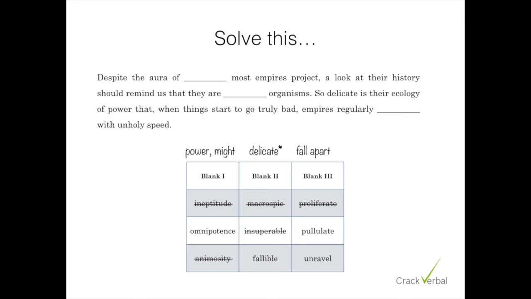Pullulate means to proliferate, to bud, to mushroom, to grow. And that has no relevance to the words fall apart. Unravel has a secondary meaning, which means to fall apart, and that is the right answer here. Well, what is the learning here? It's not just enough to understand a word and what it means. It's also important to understand if a word has a secondary meaning, because secondary meanings are tested on the GRE. So let's take a look at another example now.